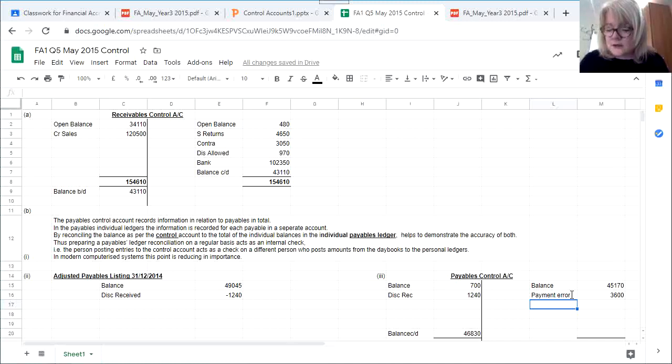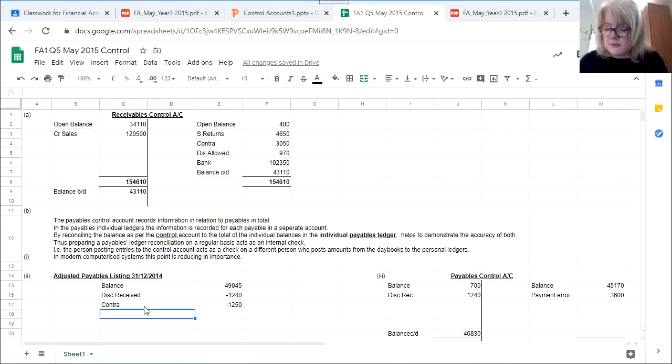And the next entry is a contra entry of 1250 was correctly treated in the payables control account but omitted from the payables personal ledgers. So it was correctly treated in the control account, so therefore it's only affecting the individual ledgers. So therefore I come back to the listings and it's for 1250, and again this is a contra entry. Contra entry always reduces the balance, so it's a minus 1250 there.